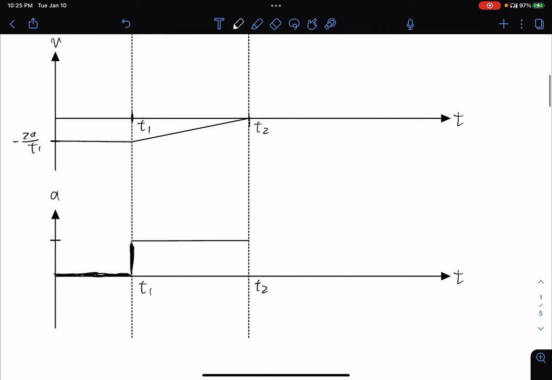We can also deduce the value of this acceleration. The velocity increased from negative to 0. So the change is 2a divided by t1. And it takes a time t2 minus t1 to make this change. So there will be t2 minus t1 in the denominator. And this will be the value of this acceleration.